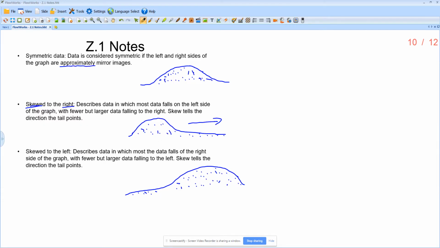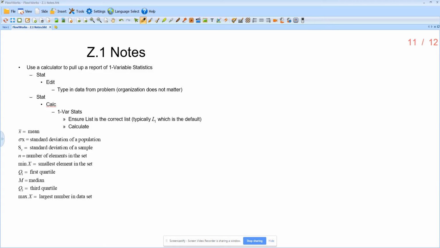So it's not just that the picture is going to tell you if it's good or bad. You're still going to have to know what is the mean, what is the standard deviation, what is the range in which this graph is working with, and that we'll all get to.